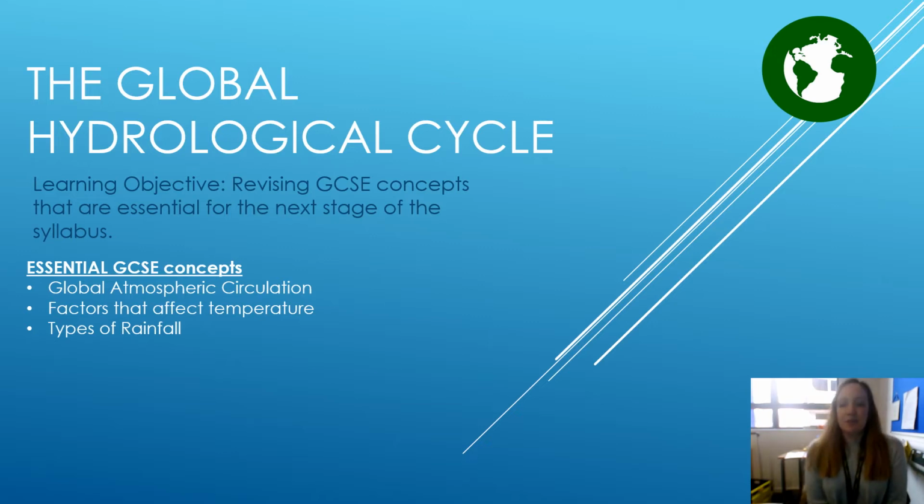So the concepts that you need to understand by the end of the lesson are the global atmospheric circulation, factors that affect temperature, and different types of rainfall. Some of you might remember this really clearly from GCSE, and others it might seem so long ago that you've forgotten all of it.